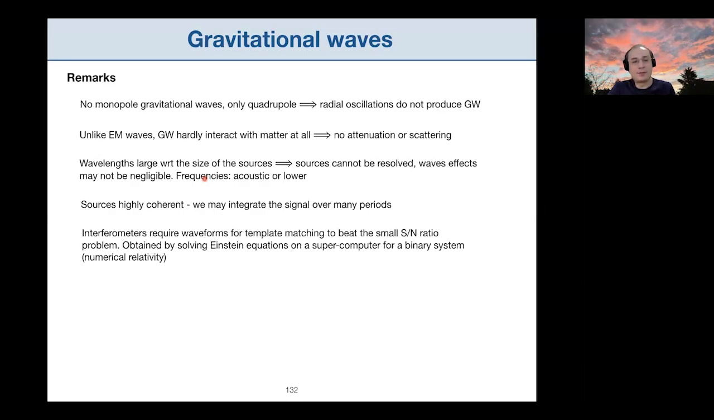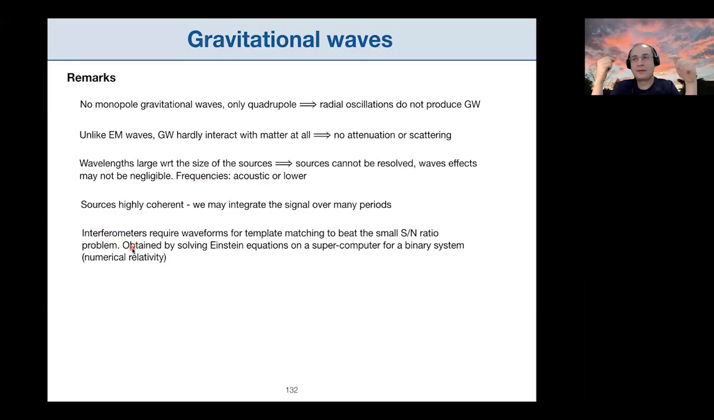However, the signal is very small and registering the signal took many years of technological advance. An important part of this investment was the production of waveforms. Basically, in these interferometers, the signal to noise ratio is usually not that great. And in order to beat this problem, it's good to know what we're listening to. So we would like to perform template matching. We would like to have templates of signals coming from coalescing binaries and match them to what we see.